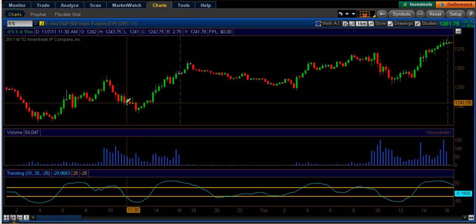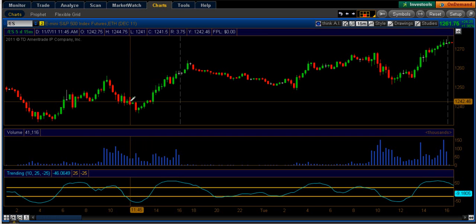So you would have entered here, right? Either this bar or this bar, depending on how aggressive you are, at the open of either one of these bars. So call it 1243 even, and you would exit on the open of this bar, 1242 spot 25. That's the open. So you would have gotten a small gain out of that one, right?